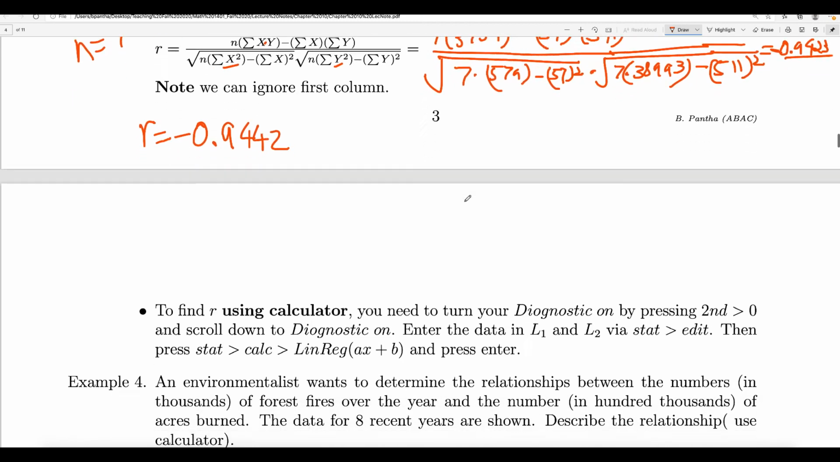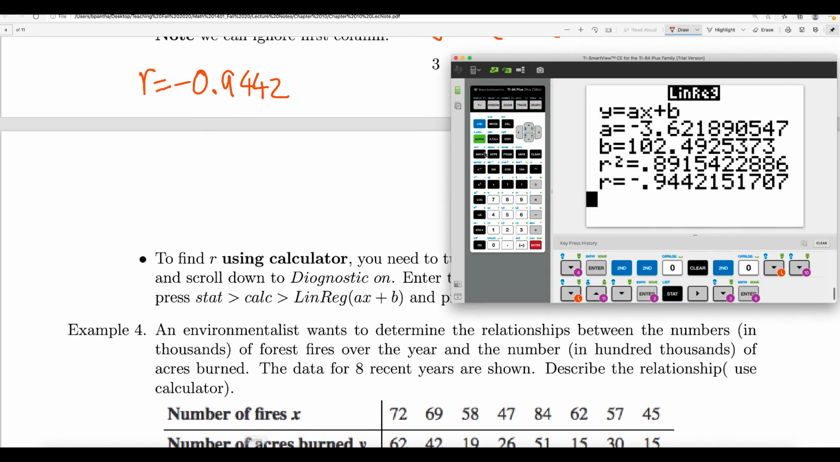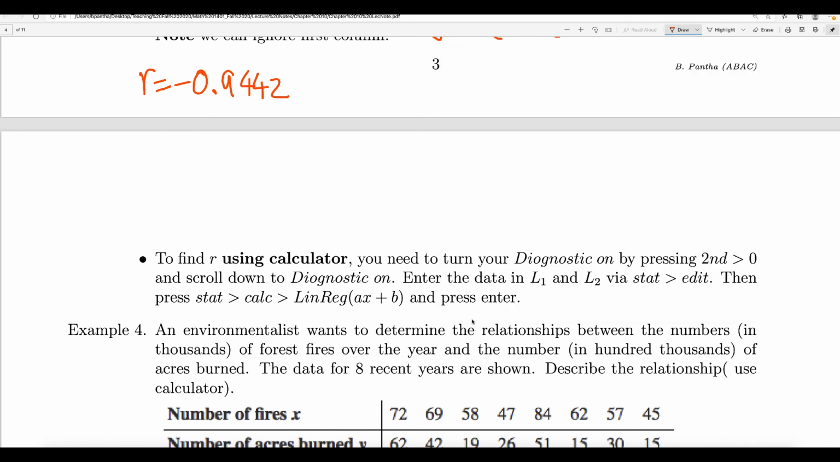All right. So I have mentioned here, how do I do this using the calculator directly? So you need to turn on the diagnostic by doing second and then 0 and scroll. So for the diagnostic, as I mentioned already, second and then 0, right? Second 0 will turn on the diagnostic and scroll down, and then to diagnostic on, and then hit enter, okay? And enter the data in L1, and then L2 via stat and edit. Then press stat, calc, linear regression.